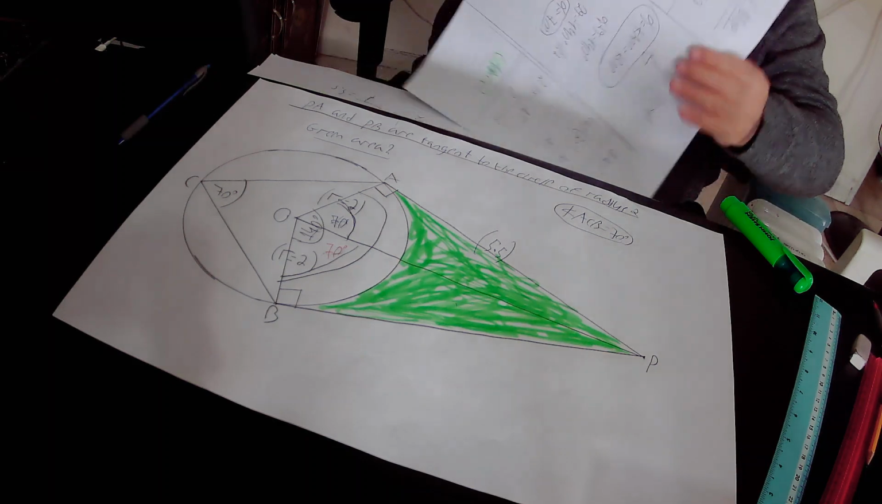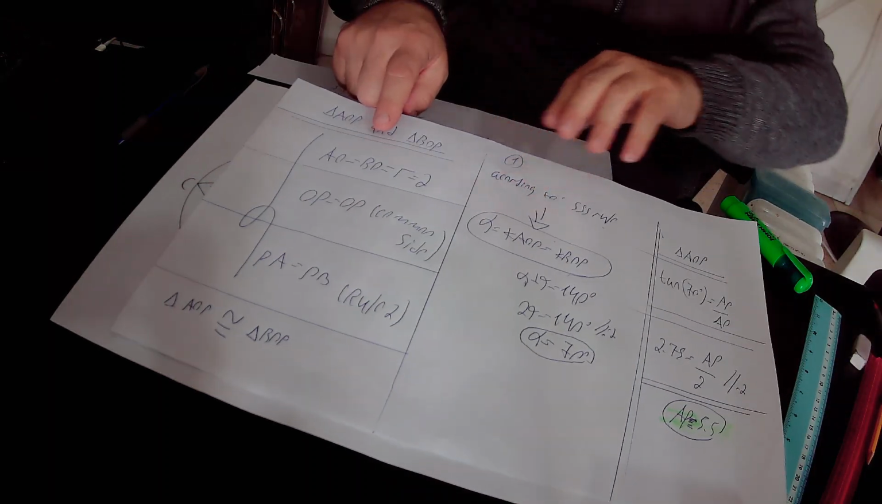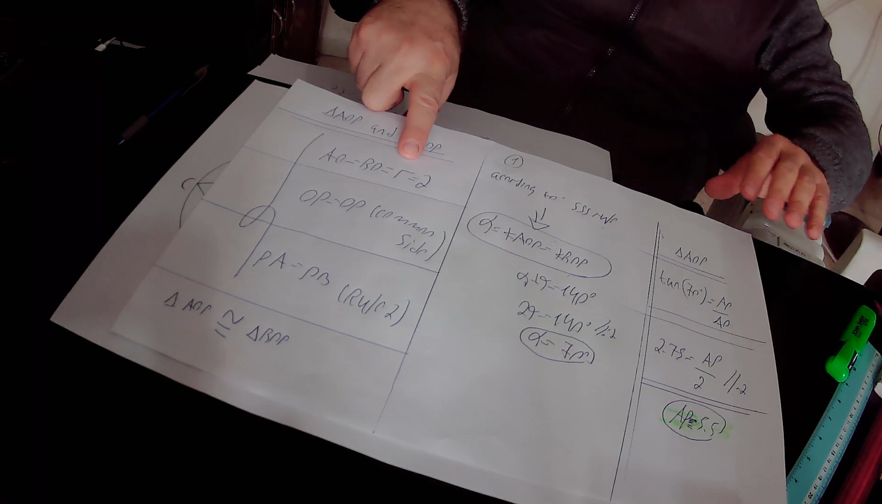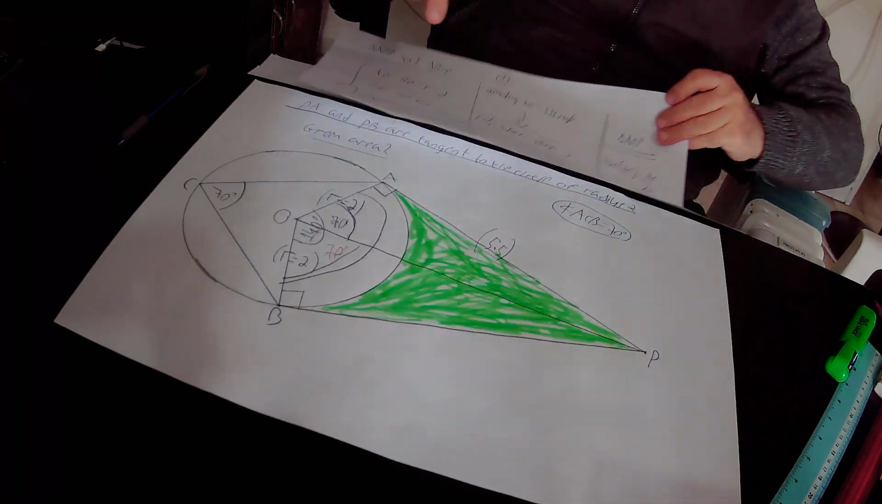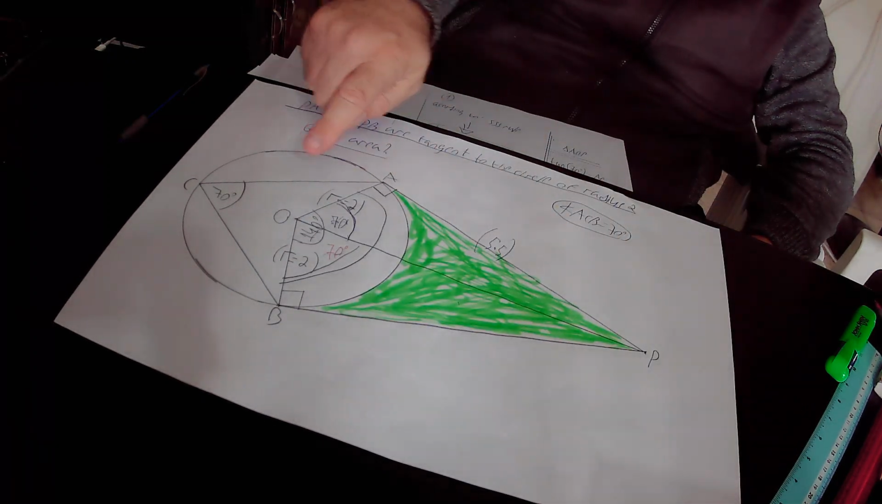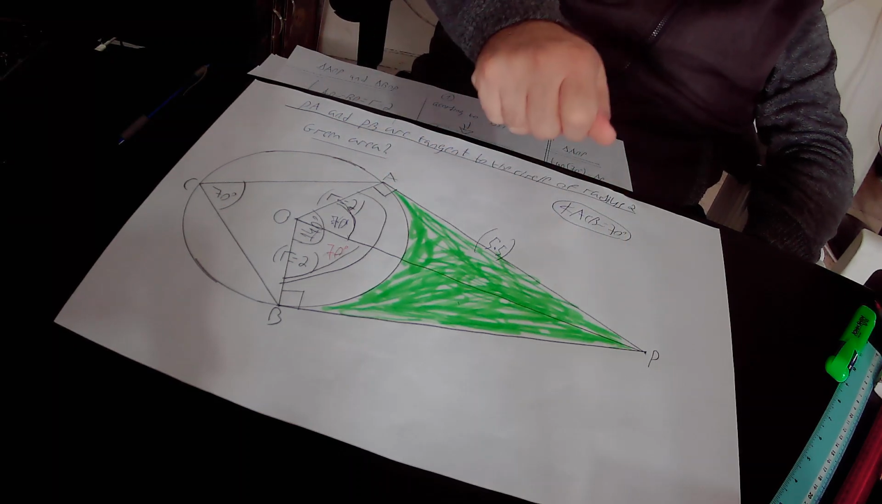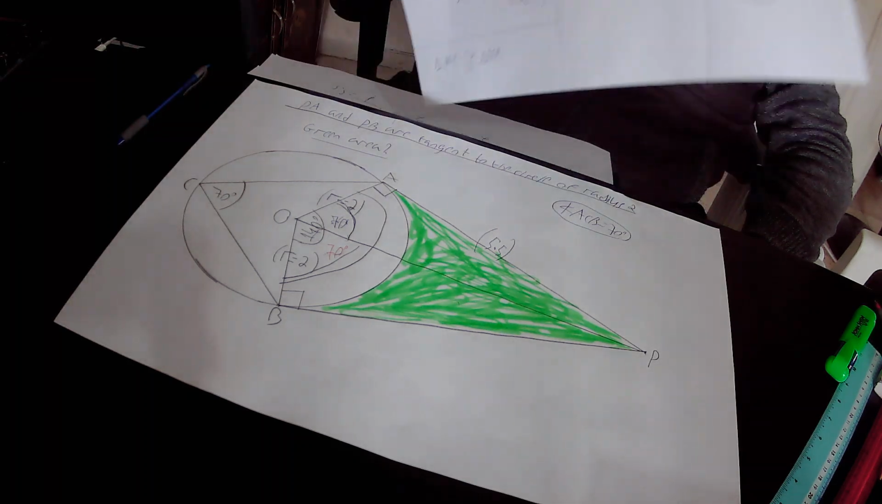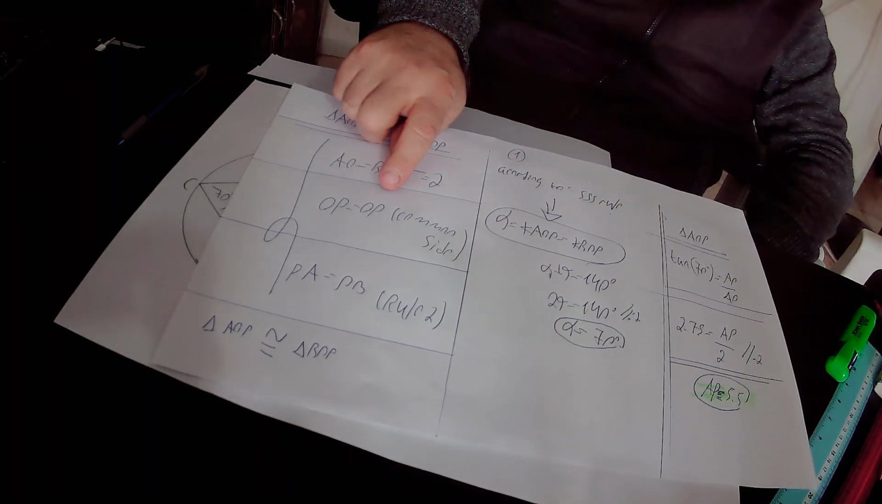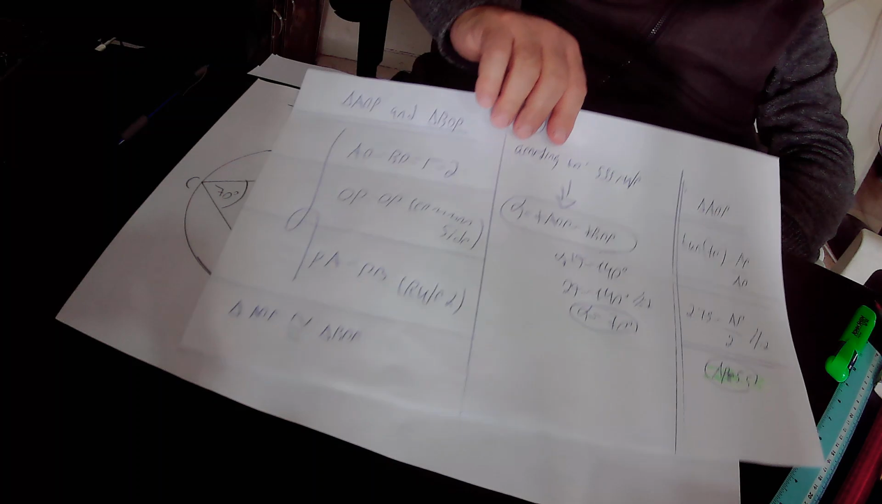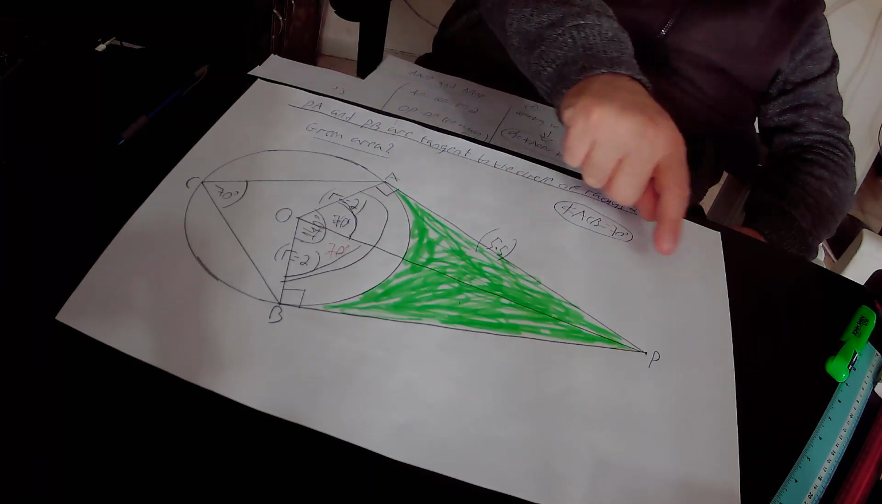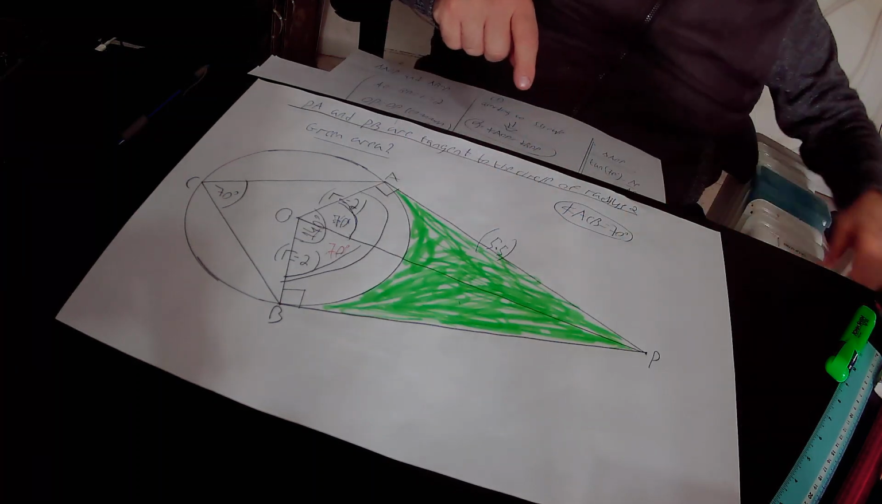AO equals BO, they are both radii of the circle, therefore they are equal to each other. In addition, side OP is a common side that belongs to both triangles, so we can write down that OP equals OP. And finally, PA equals PB according to rule 2.